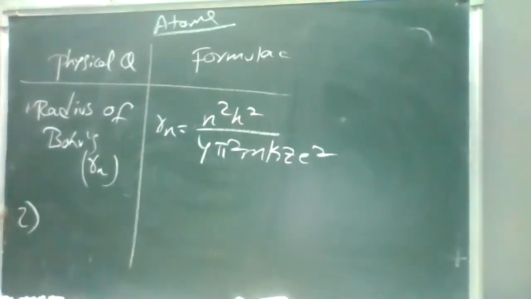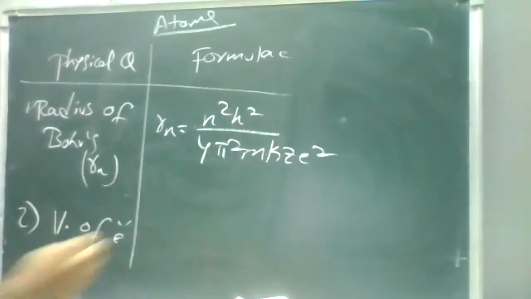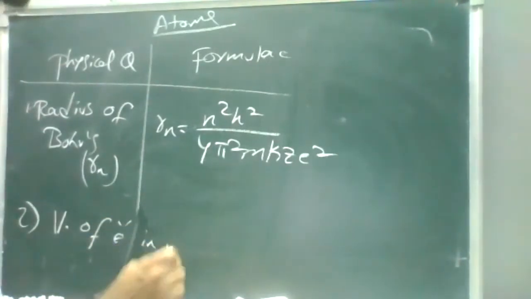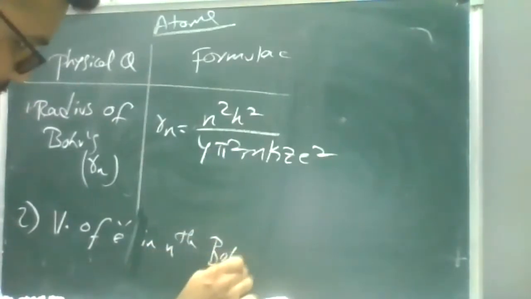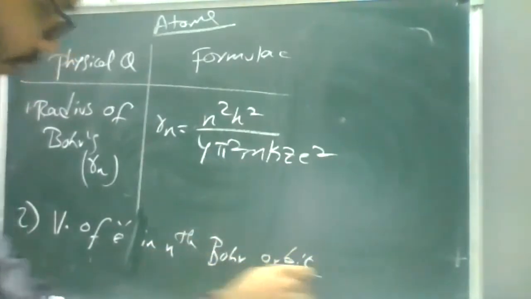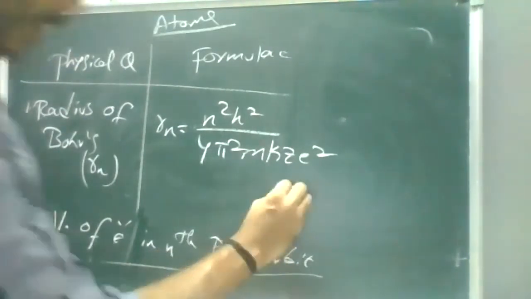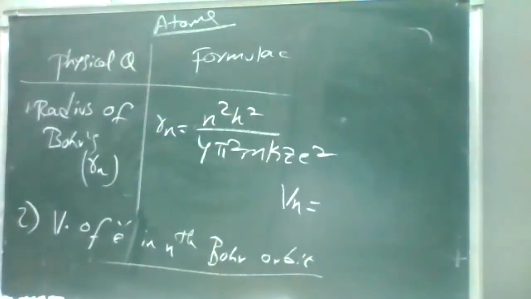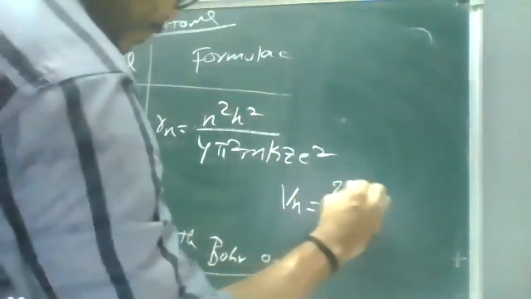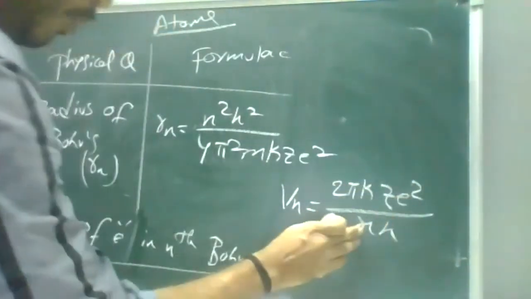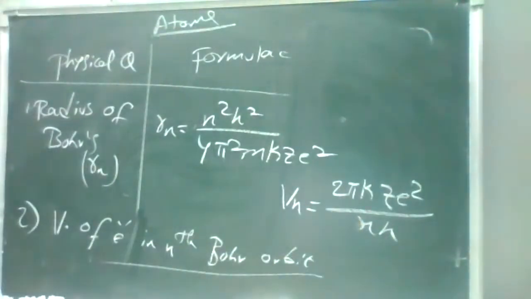Second one, velocity of electron in nth Bohr orbit. So we are going to find the velocity for the nth Bohr orbit. The velocity Vn is equal to 2 pi k z e square by nh. So for nth term, it is n.